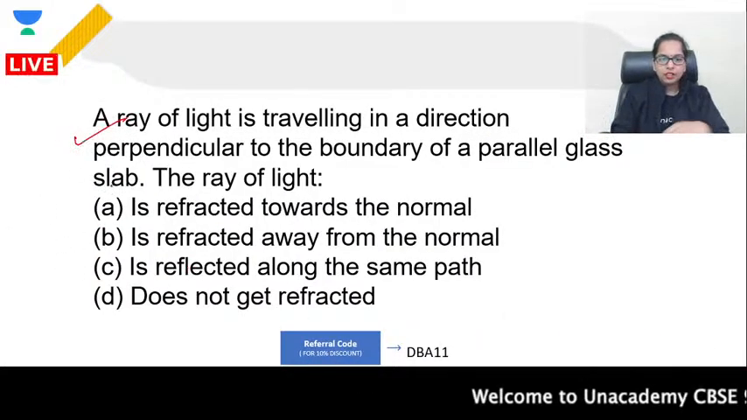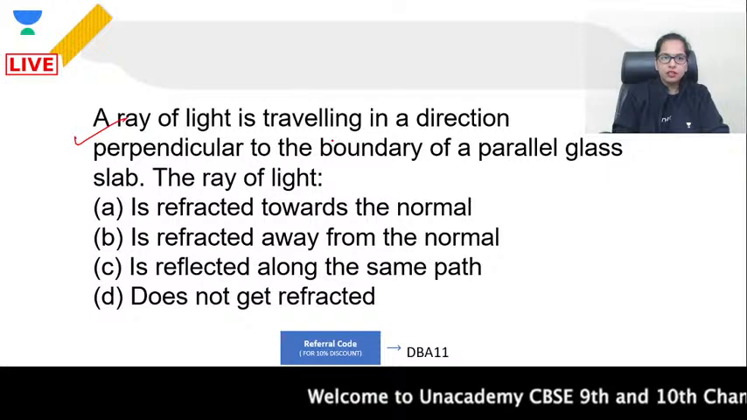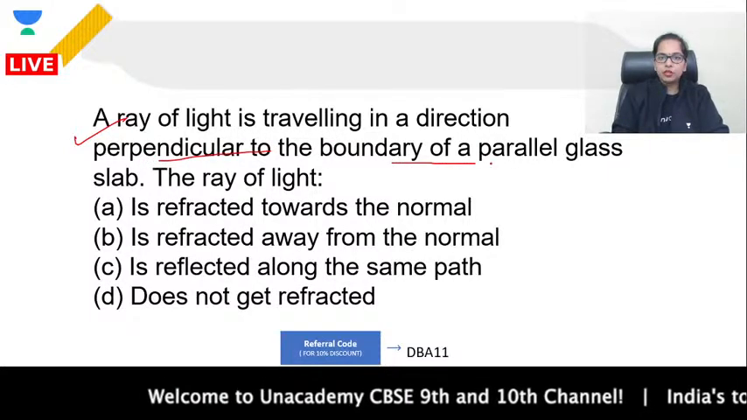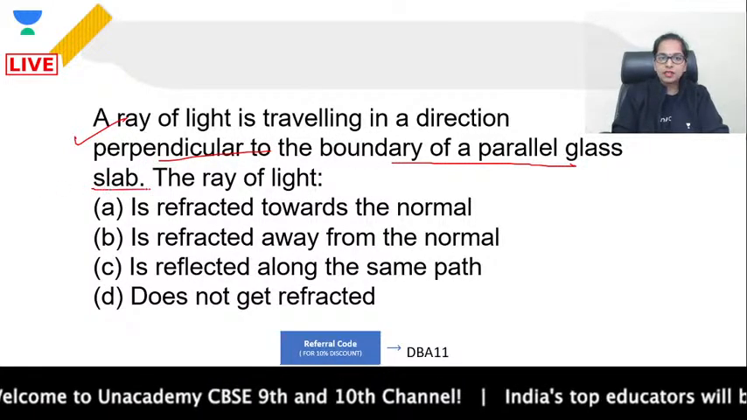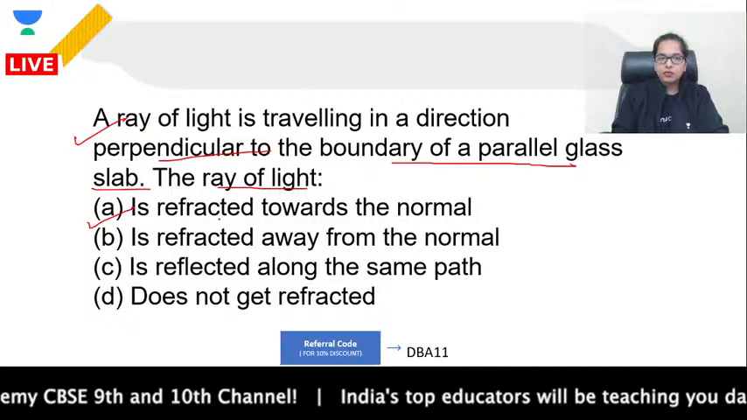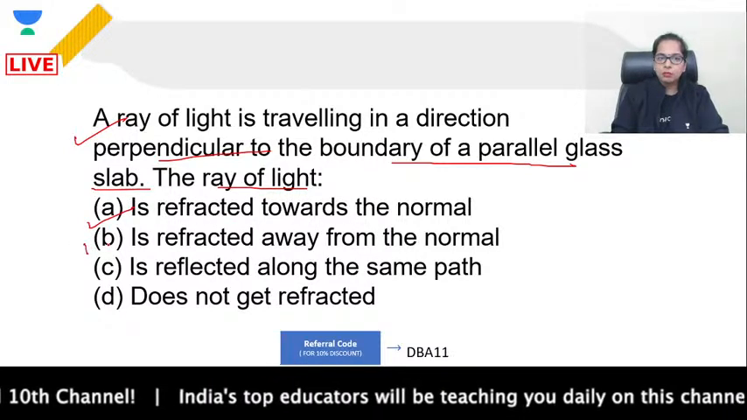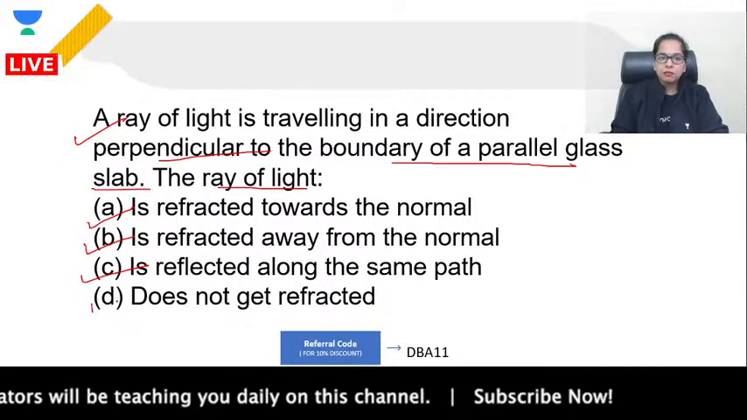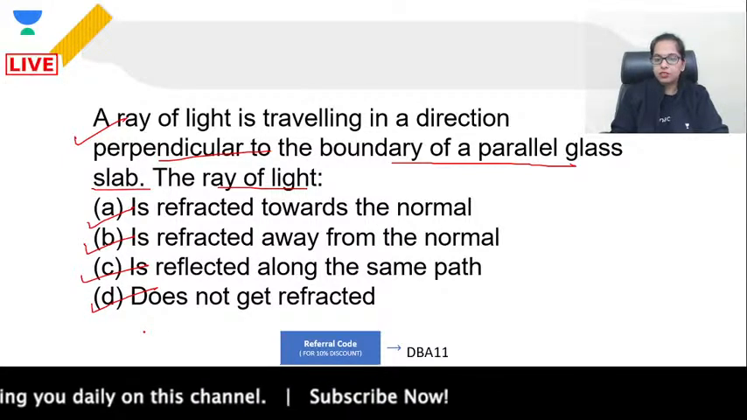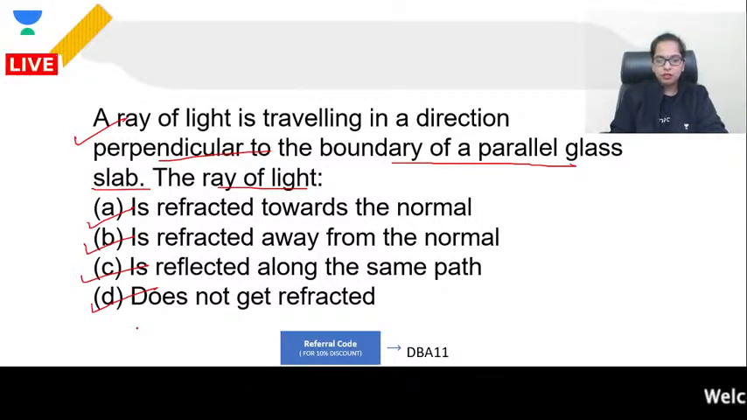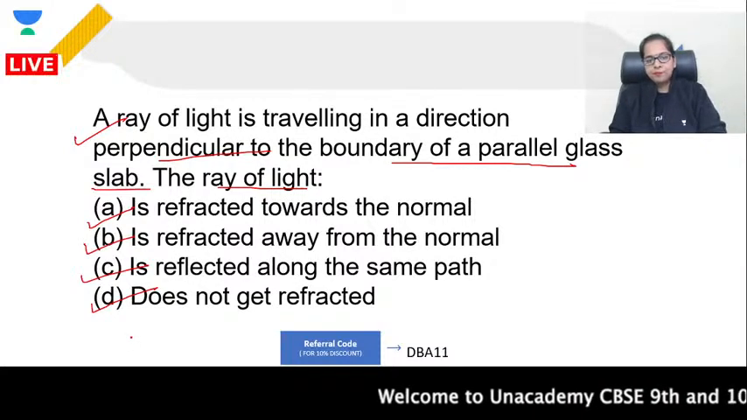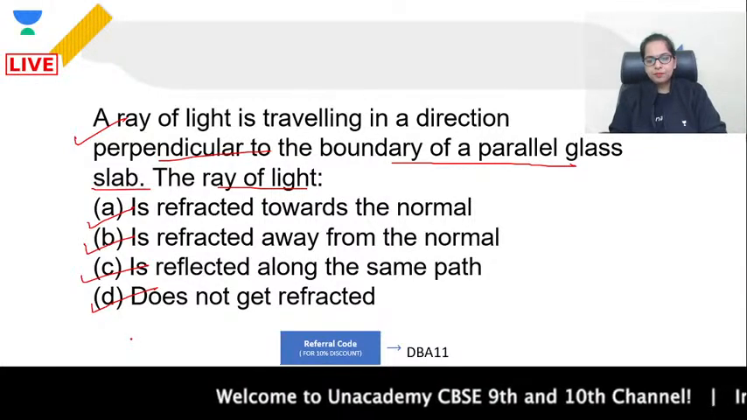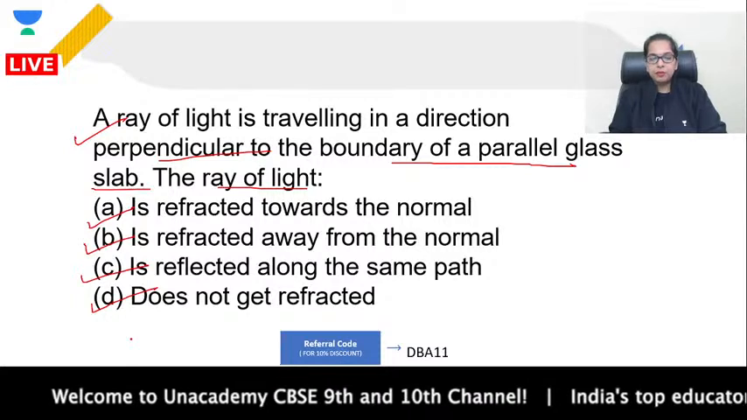A ray of light is traveling in the direction perpendicular to the boundary of a parallel glass slab. The ray of light is refracted towards the normal, is refracted away from the normal, is refracted along the same path, or does not get refracted. चलो जल्दी से बताओ, what should be the answer for this? Quickly everyone, please mark the answer for this.